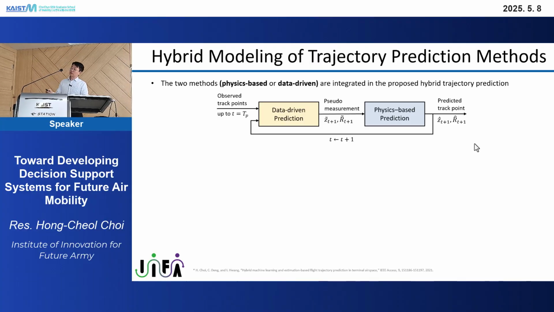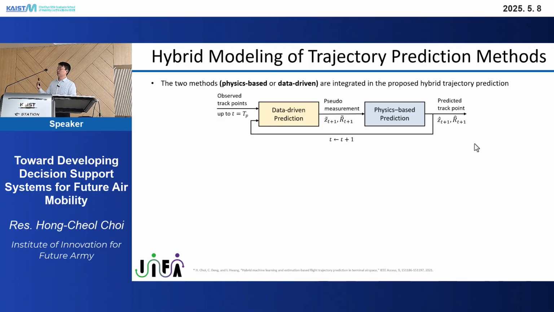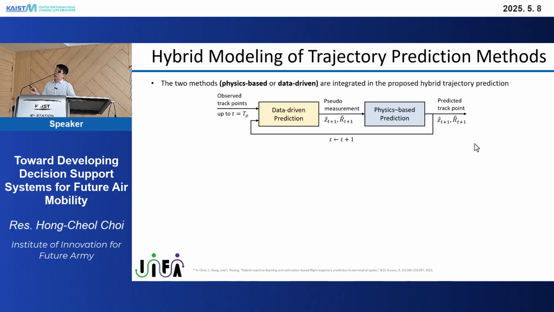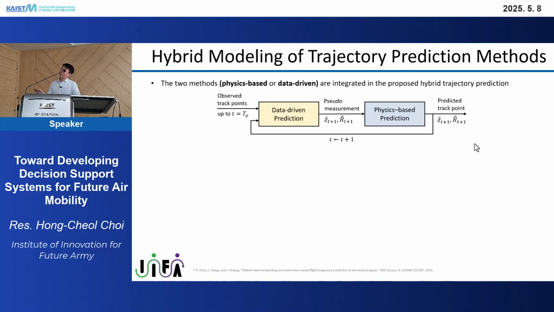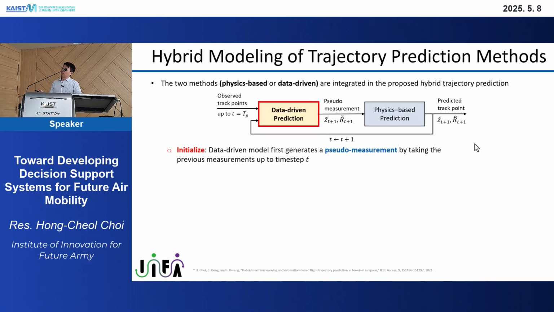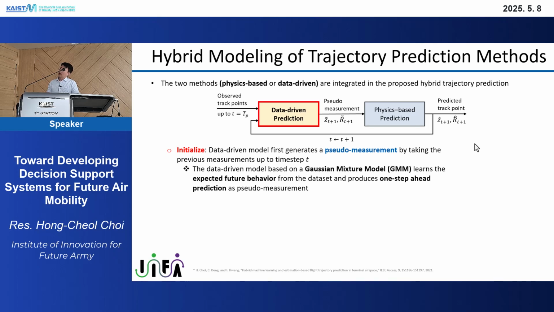So here is my initial work to incorporate these data-driven predictions and the physics-based prediction. It is basically initialized by taking the observed track point up to the current time step. And the data-driven prediction then generates the one-step ahead prediction, which is used as the pseudo measurement for the physics-based prediction. And in this work, I use the Gaussian mixture model that can learn some expected future behavior for the one-step ahead predictions.